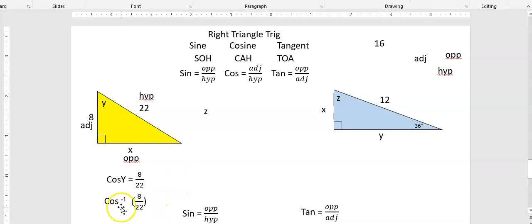So you are simply going to find the cos inverse on the calculator. It depends on what kind of calculator you have. And then type in 8/22. This is the step you will always do when you're looking for an inverse.